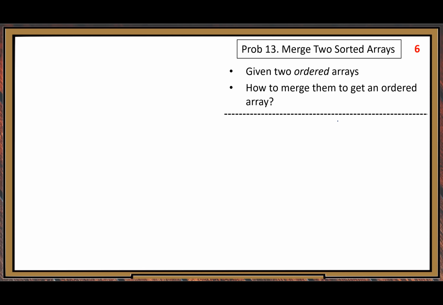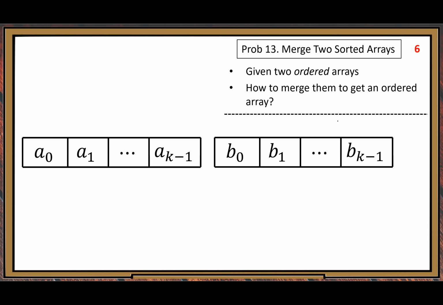So let's work on it. Okay, here, I use this diagram to show you how to merge two subarrays. These two subarrays, each one has k elements: an A subarray and a B subarray. We assume they are ordered.